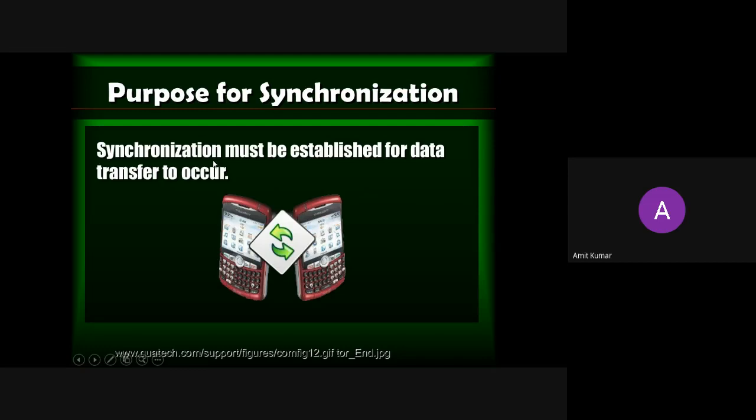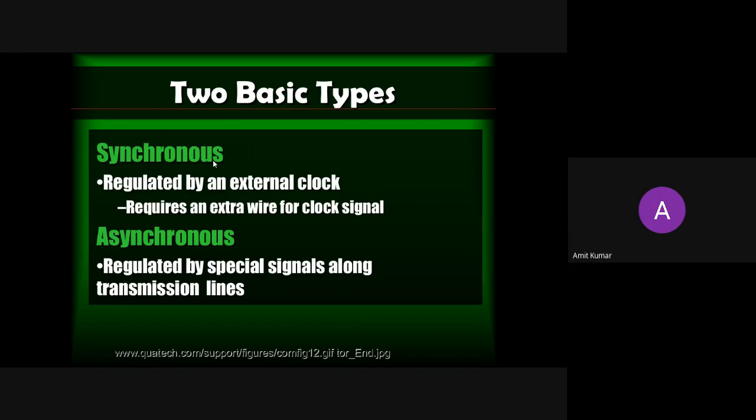Now we will see how to communicate using synchronization. There are two types of transmission: synchronous and asynchronous. In synchronous transmission, we send the data with a clock frequency, so your data will be latched after every clock. Here we need an extra wire for the clock signal, so we need two wires for sending the data from one place to another.